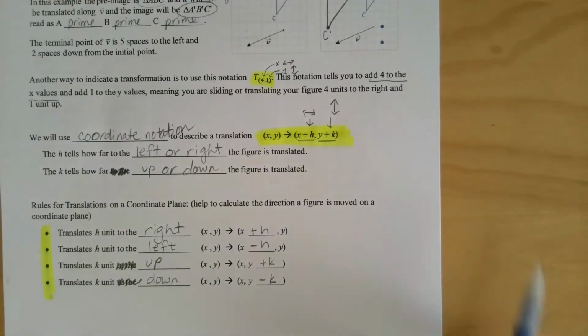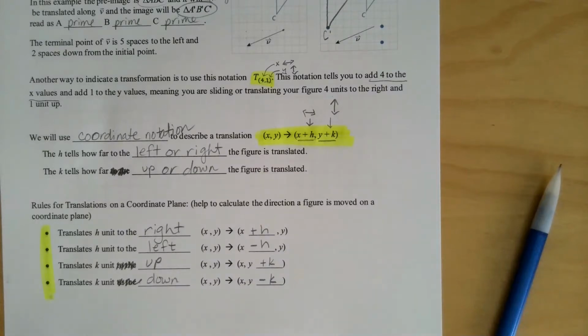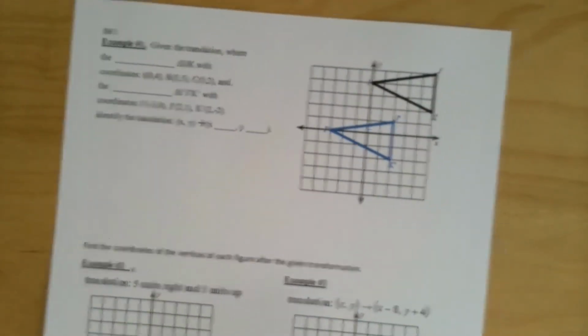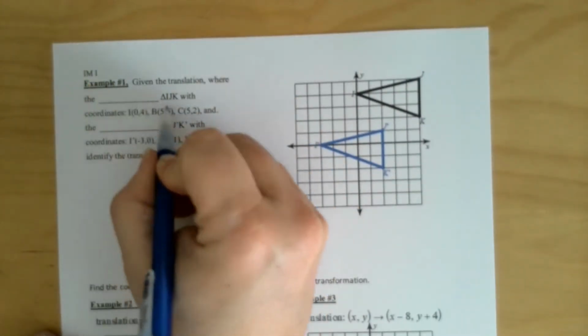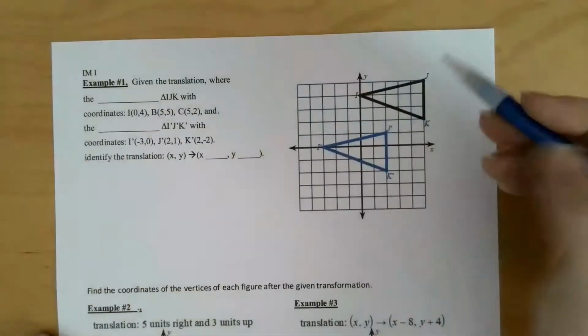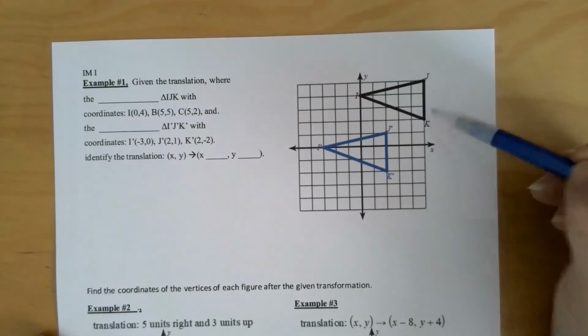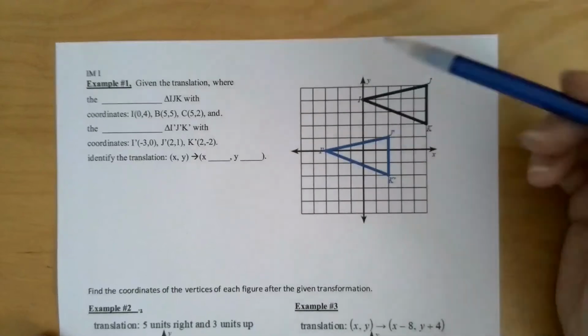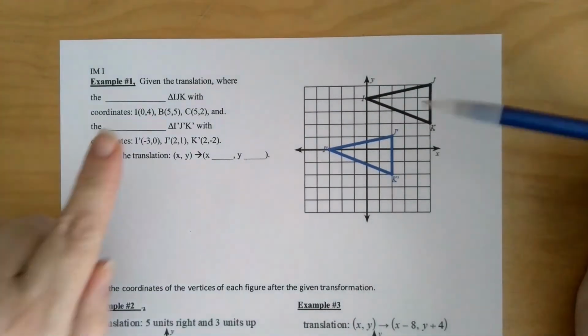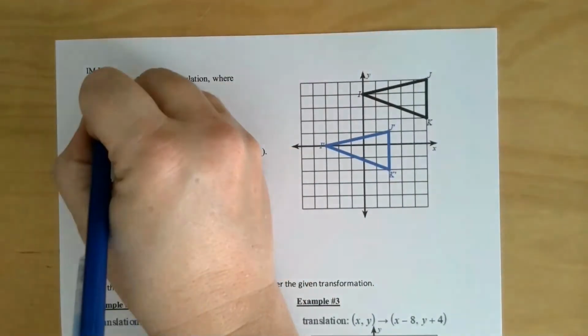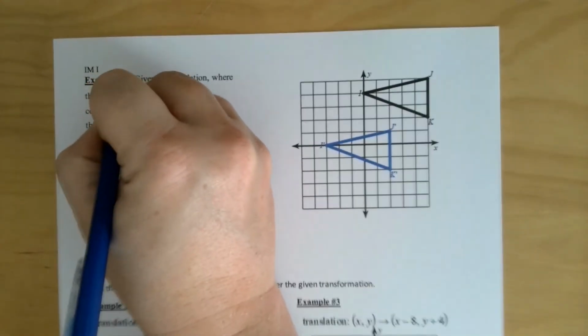Now, that probably seems confusing, but I promise it's going to get clearer. So just bear with me. Let's turn this paper over and see where we're going from here. So, example 1, given the translation where the triangle I, J, K, so they have I, J, and K, and if you notice, this is in a different color, and it also says I prime, J prime, K prime. So that means I, J, K is the pre-image.